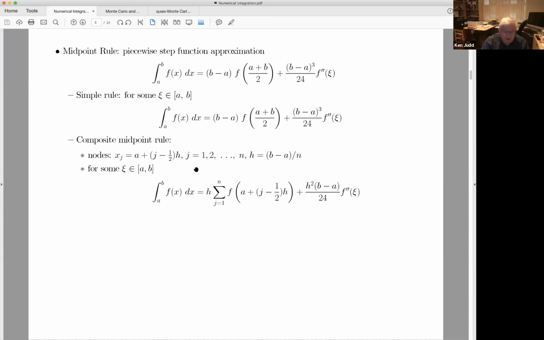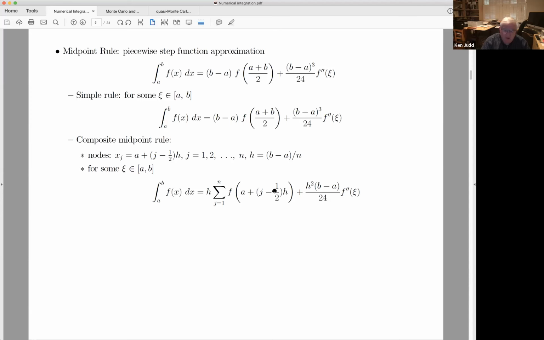So you break down the integral from a to b of f of x into the integral from a to x1, and then another integral from x1 to x2, etc. And then h is the width of each of these, b minus a over n.